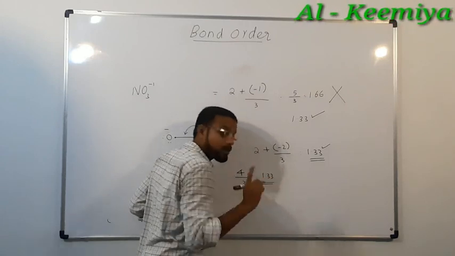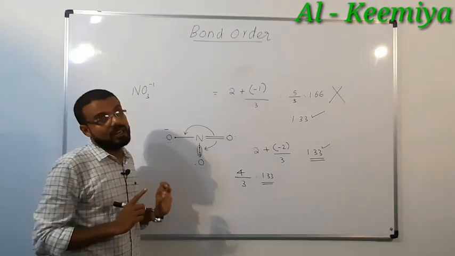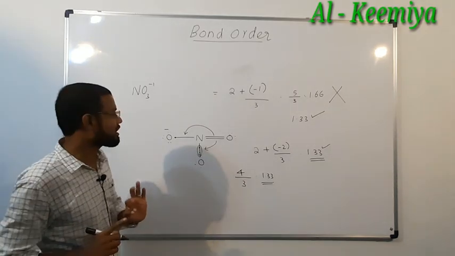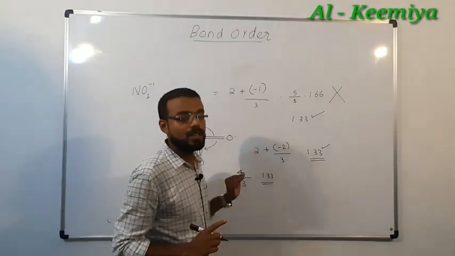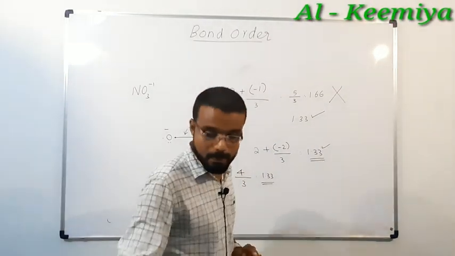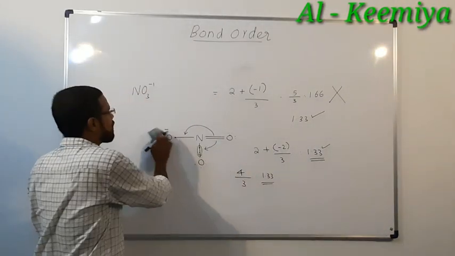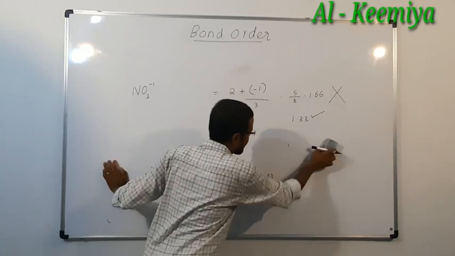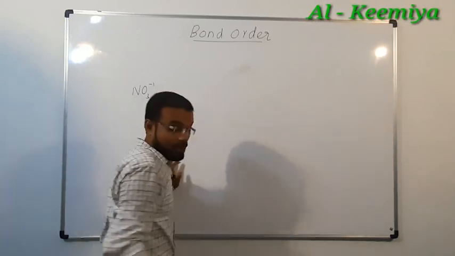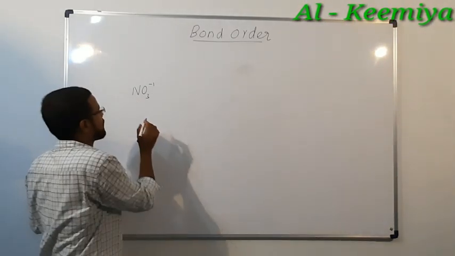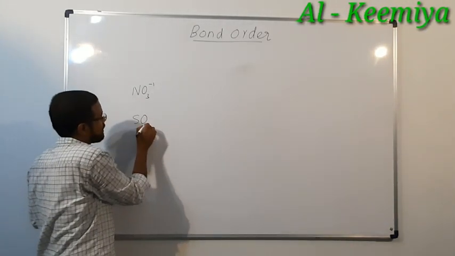Okay, so remember, if the molecule contains a dative bond or coordinate bond, in such a molecule we have to consider the formal charge of the peripheral atom. Okay, one more example of this type. What is that? Sulfur dioxide. Sulfur dioxide is another example.